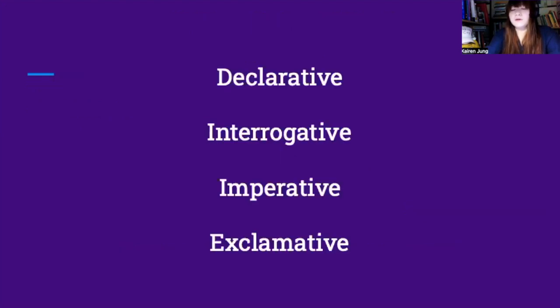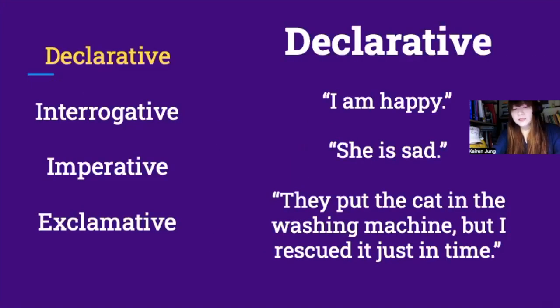You may remember that sentences can be grouped into 4 different types, depending on the reason the sentence is used: declarative, interrogative, imperative, and exclamative. First, a declarative sentence just tells you a situation flat outright. It can also be called a telling sentence for that very reason. Examples of declarative sentences can be, "I am happy." "She is sad." "They put the cat in the washing machine, but I rescued it just in time."